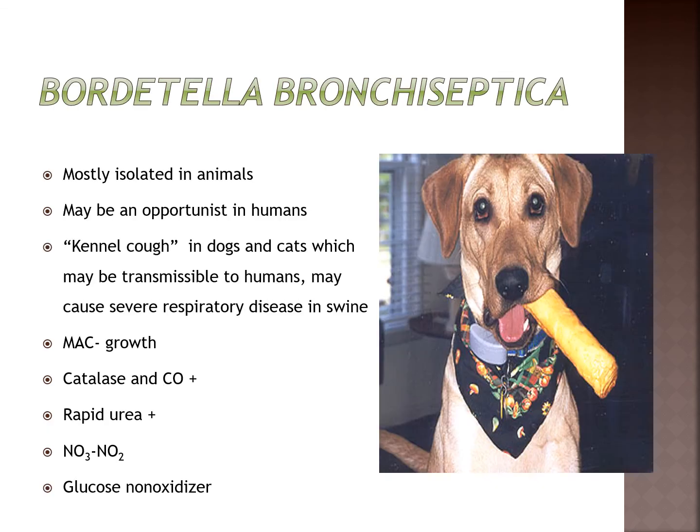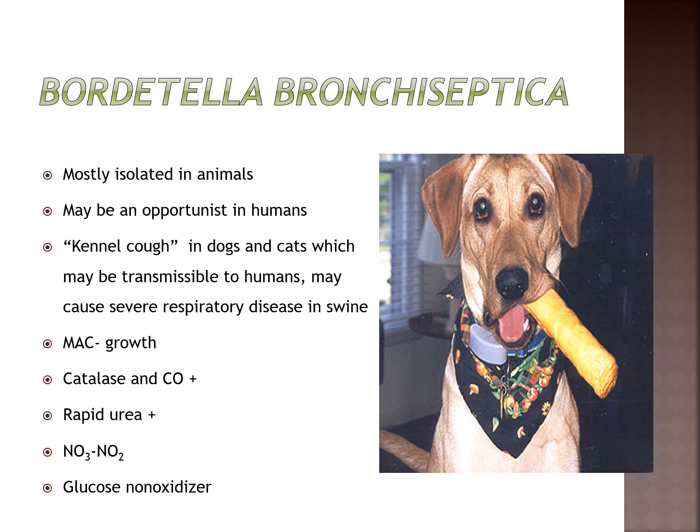Bordetella bronchiseptica is the one that is related to dogs when they get their Bordetella vaccines. This is mostly isolated in animals. It can cause an opportunistic infection in humans. It can lead to sinusitis, pneumonia, and septicemia. But it is Bordetella bronchiseptica that causes kennel cough in dogs and cats, which may be transmissible to humans. And it also causes a severe respiratory disease in swine.